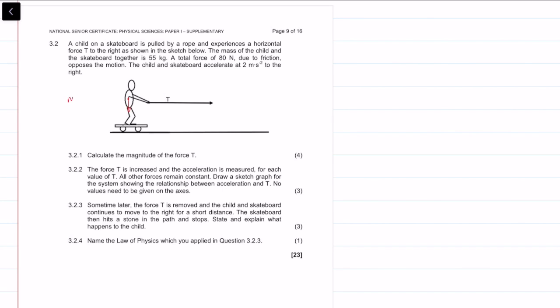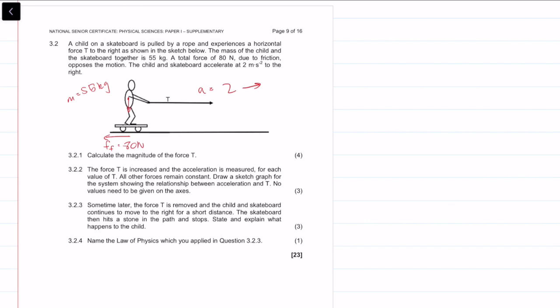Let's just say mass is equal to 55 kilograms. The total force of 80, so T is equal to 80 newtons. The total force due to friction is 80 newtons, so force friction is equal to 80 newtons. The child and the skateboard accelerate at 2 meters per second squared to the right. Okay, so calculate the magnitude T.